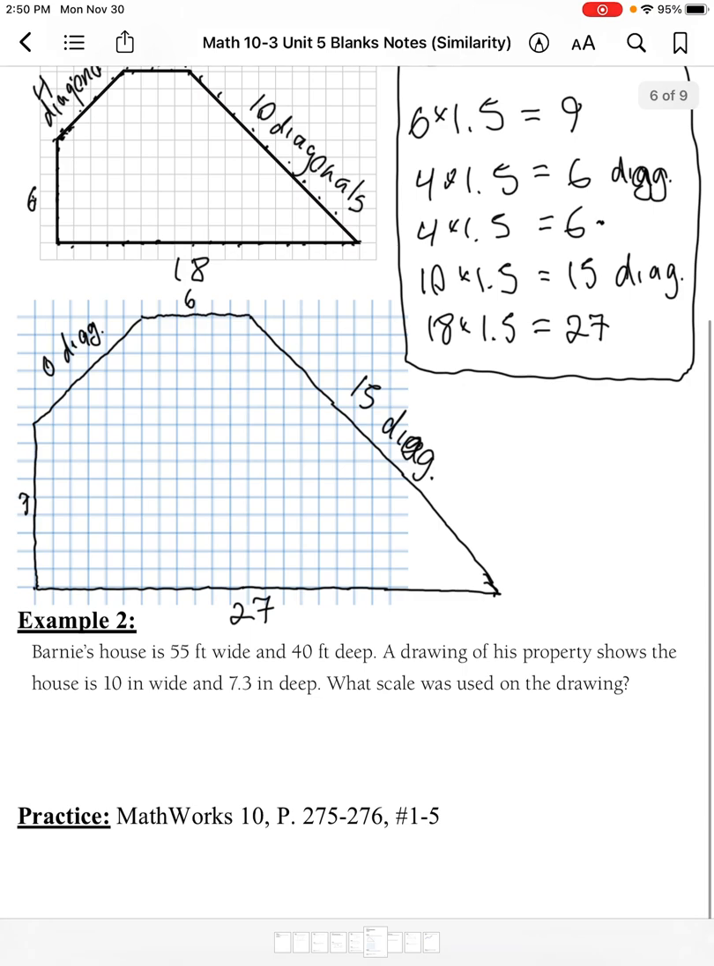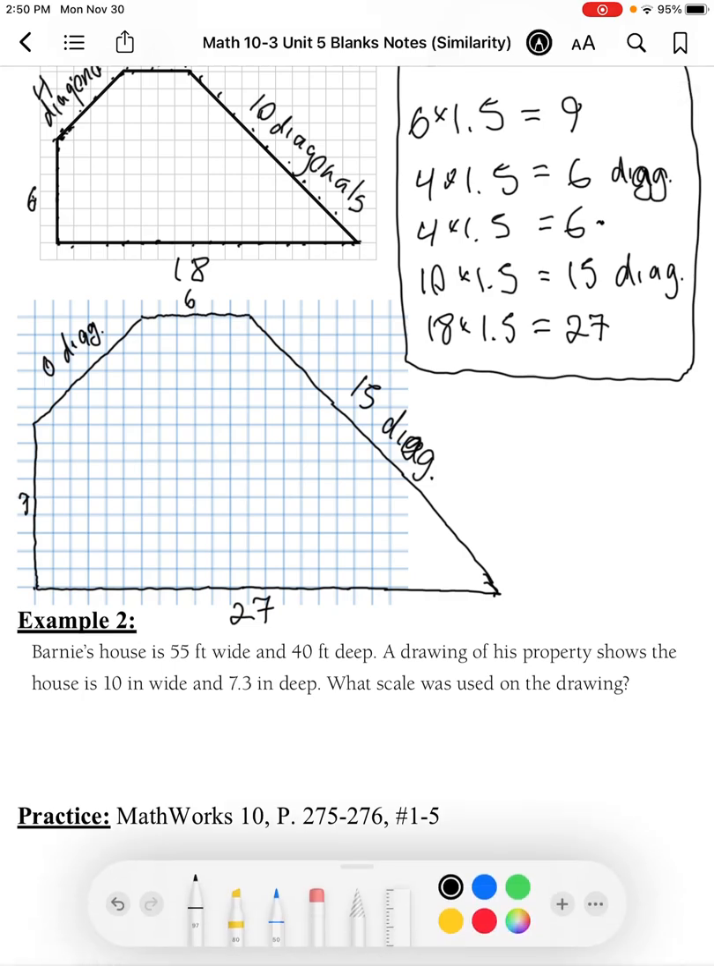Okay, all right, now the last example that I want to do is an example where we have to figure out what scale factor was used. So Barney's house is 55 feet wide and 40 feet deep. A drawing of his property shows the house is 10 inches wide and 7.3 inches deep. What scale was used on the drawing? Okay, so the scale factor is always going to be the scale diagram over the original.